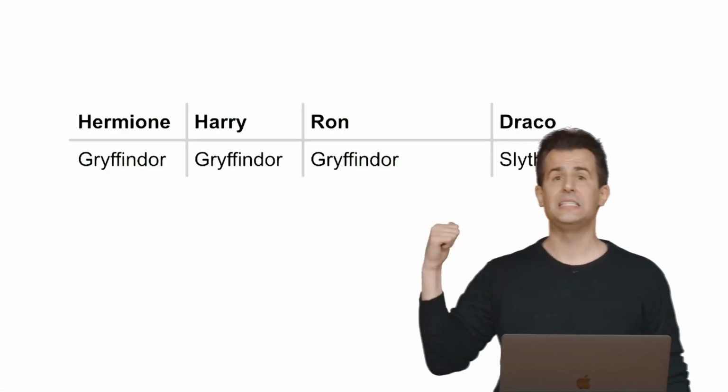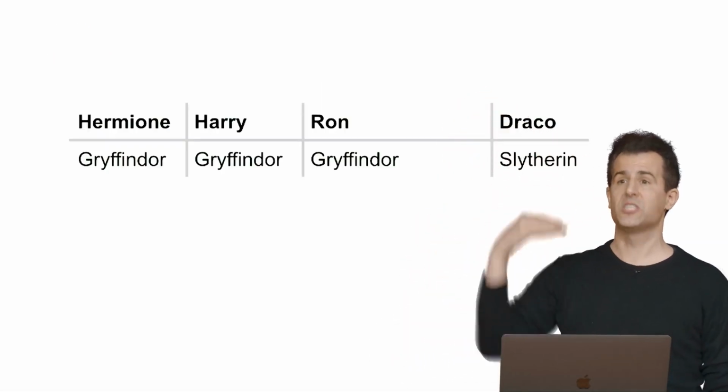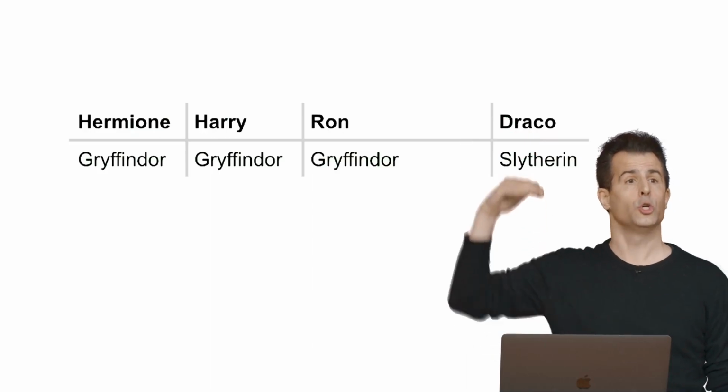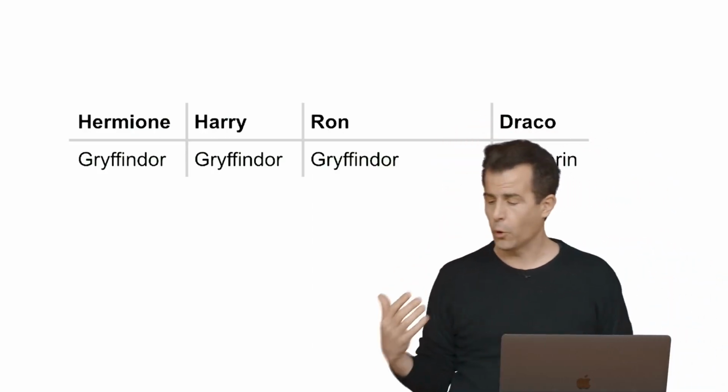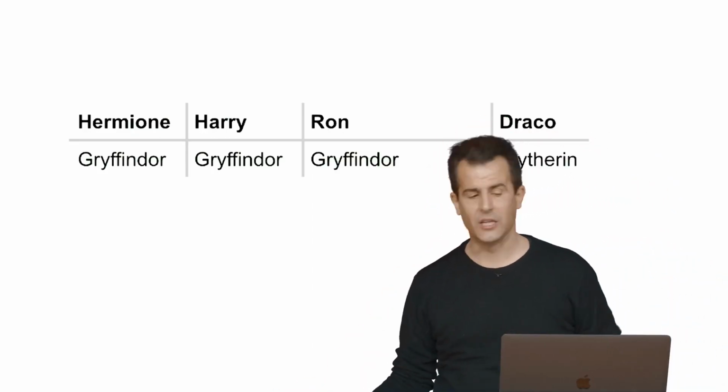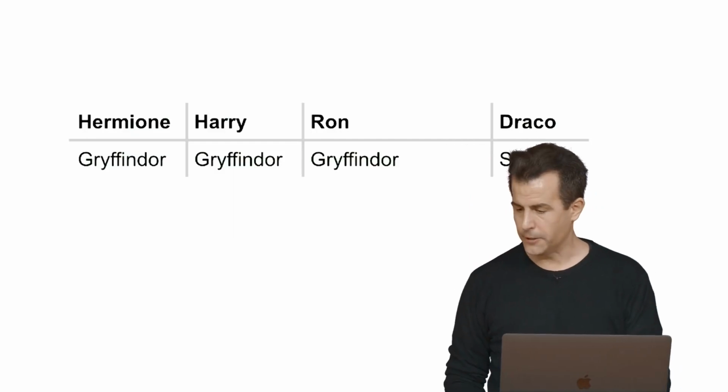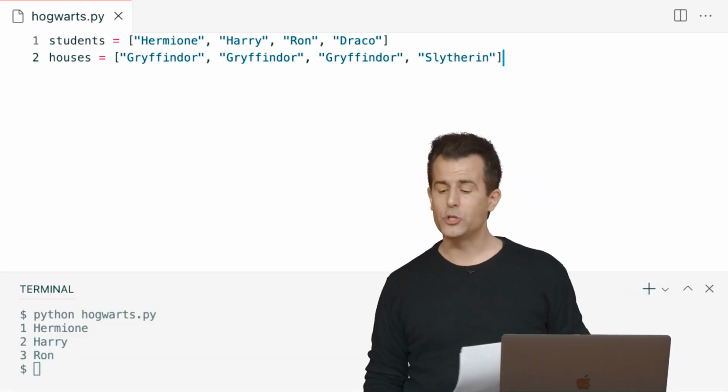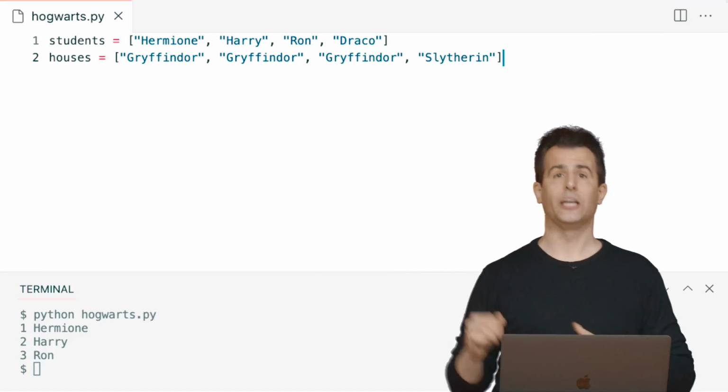But I do want to implement this idea. I want to associate something with something, a student with a house, a student with a house, a student with a house, and so forth. So how can I go about doing this? Well, let me go back to my code here. And let me propose that we do this using a Python dictionary.